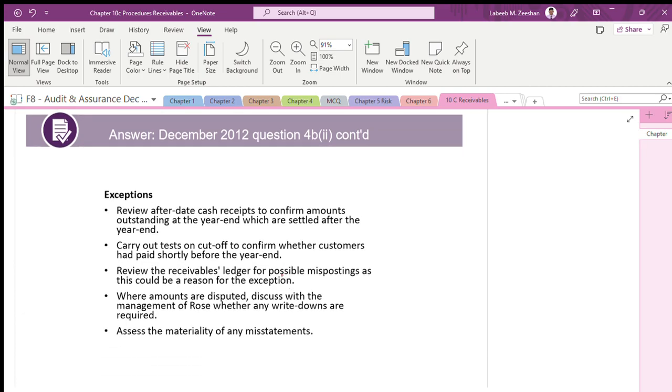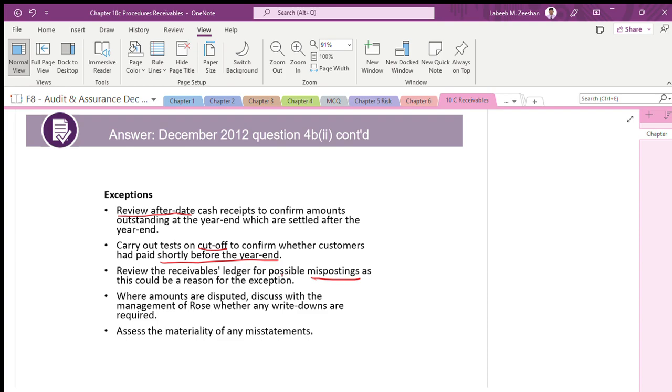Exceptions, what you have to do? What are the exceptions? Exceptions is nothing but we are talking in terms of wrong postings. We are talking in terms of the cutoff, whether customers paid shortly before the year end. Just before the year end, maybe they will pay. They are paid, but we have not recorded. You have to say review after date. If we have received on 2nd of January, but it is related to December, you have to take that into consideration.